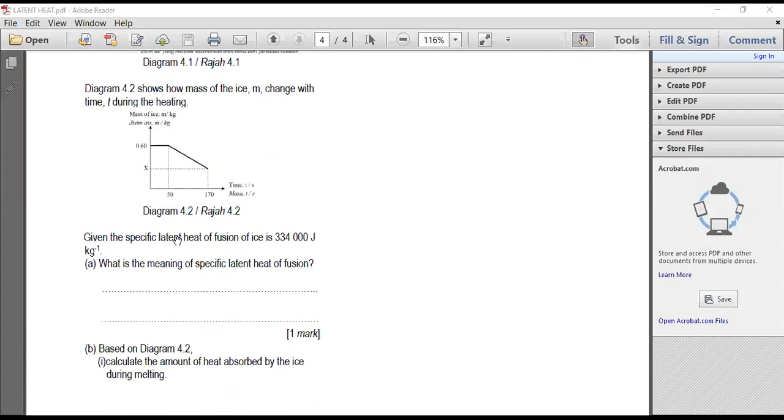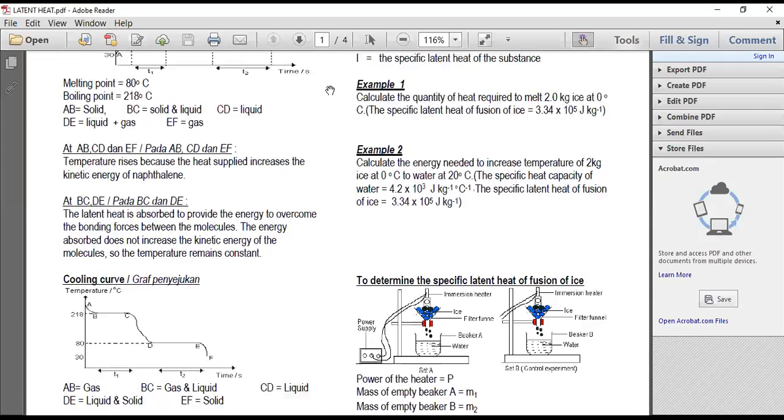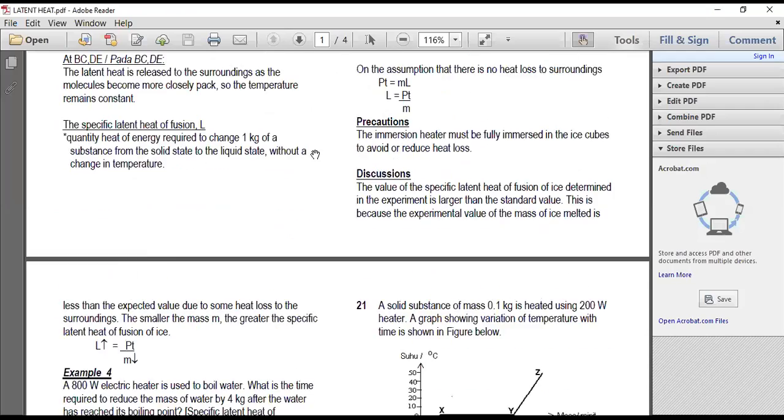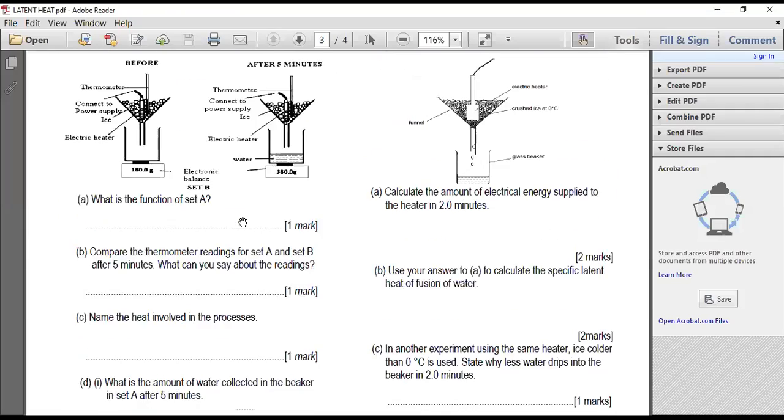So given the specific latent heat of fusion of ice is 334, what is the meaning of specific latent heat of fusion? The heat required to change 1 kilogram of substance from solid to liquid. Okay, next.